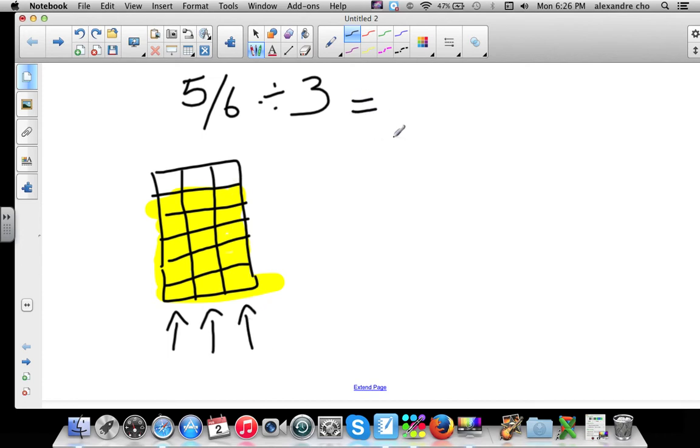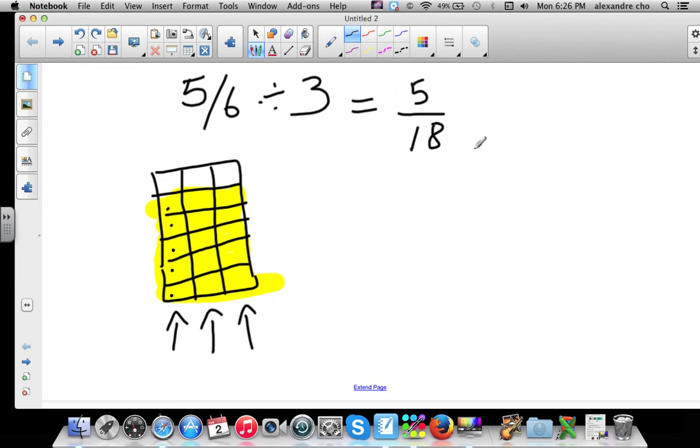So 6 divided by 3 people means that this person will take 1, 2, 3, 4, 5 pieces out of 18. Each of the 3 people will take 5 out of 18. The other person will also take 5 out of 18. And the last person will also take 5 out of 18.